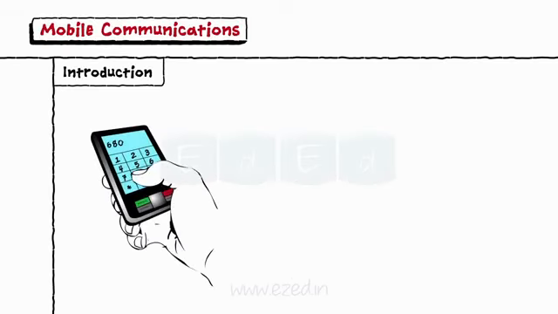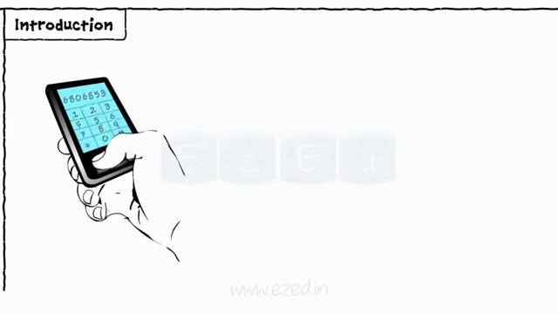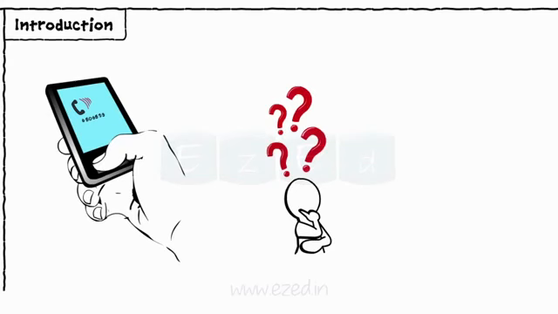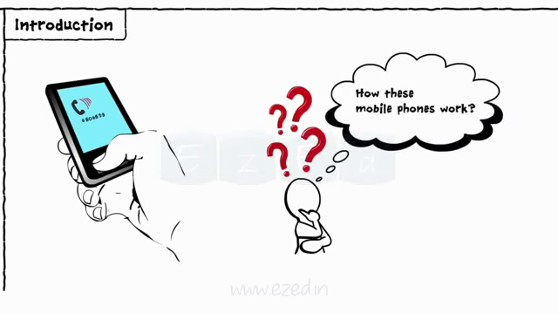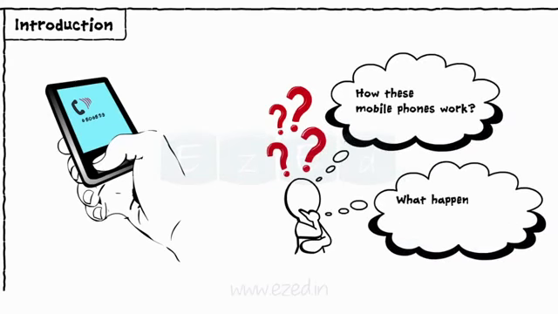When we have to call someone, we just take out our mobile phone and dial the required number. But has anyone ever wondered how these mobile phones work? What exactly happens when we make a call from our mobiles?